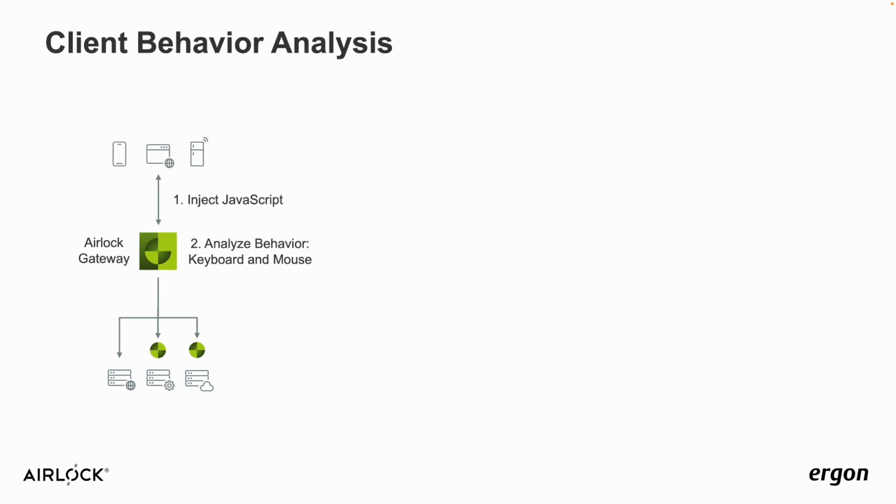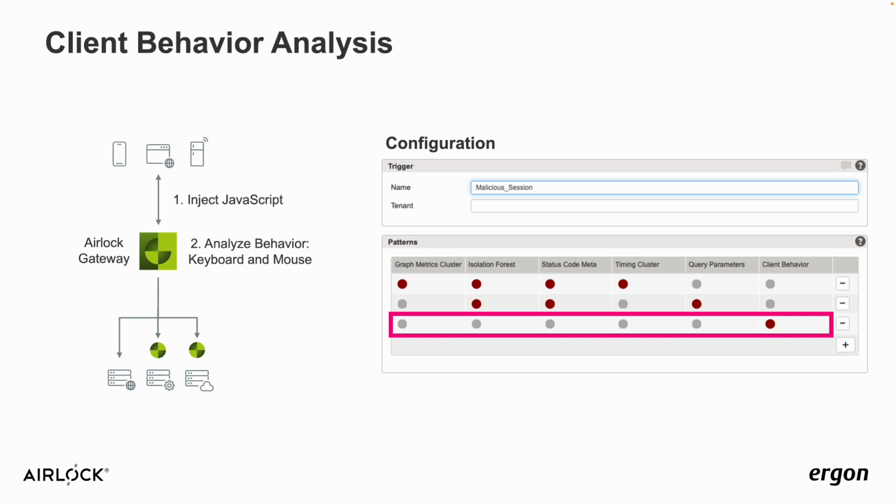To use this new client behavior analysis feature, we've added a trigger with the model. You see it here on the right-hand side, client behavior. And this is the model that you configure in your trigger rules if you want to detect botty behavior on the client side.